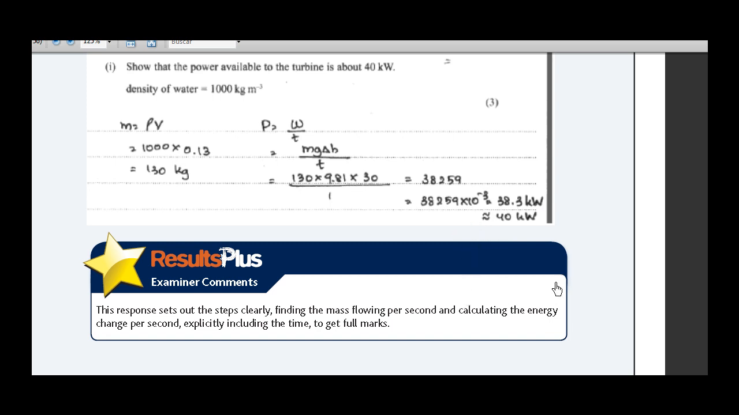So it's an interesting way of doing it there. Instead of using mgh for potential energy, he uses work done, and that gets full marks. So that's a very good answer. Hopefully you can see the difference between that one and the other one. It's much more clearly laid out and it doesn't make any mistakes thanks to not having tried to do everything in one go.